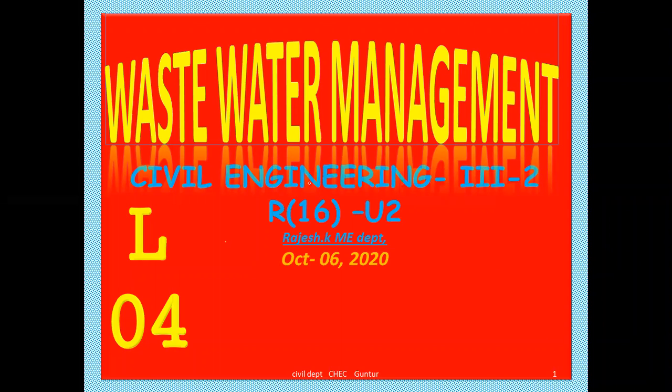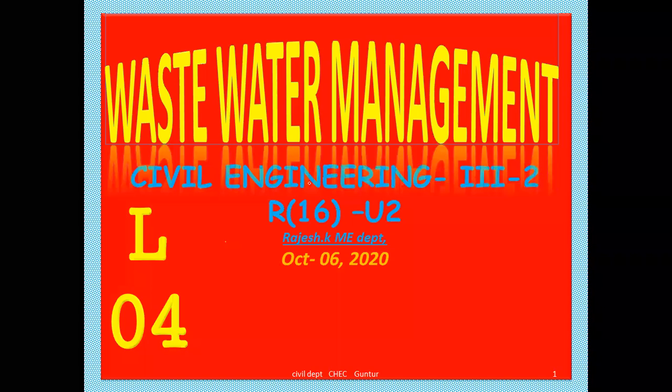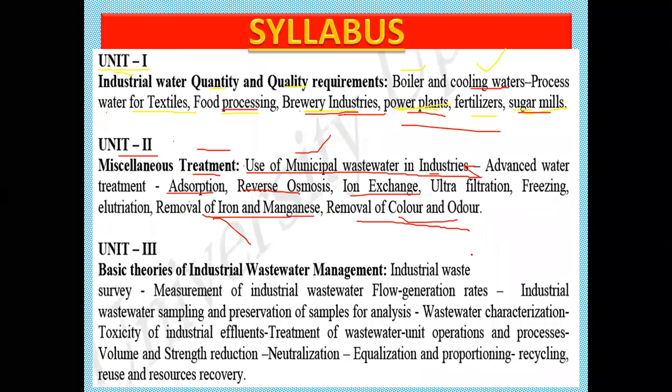So we are in Unit 2. In the morning, you discussed the topics related to Unit 2, that is about the types of reverse osmosis, the use of municipal wastewater, and other processes. We have discussed ion exchange, filtration process, removal of color and odor, removal of iron and manganese, and use of municipal wastewater in the industries. So in the second unit, we have to discuss the advanced water treatment processes.